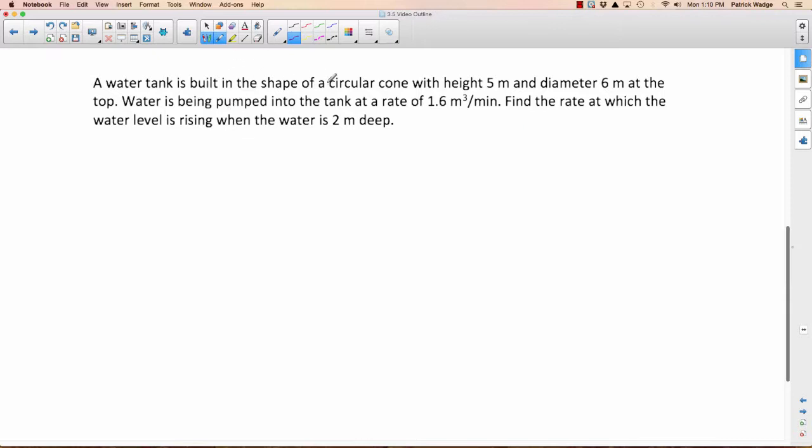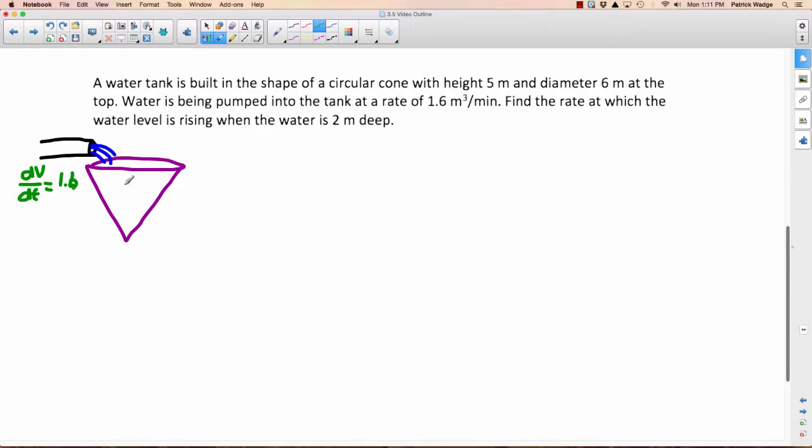So we have a circular cone. It's going to look something like this. It's not the best drawing, but hopefully you get the idea. And then you have some kind of pump that's spewing water in here, right? The water's coming in like this. And what do we know? We know that the water is coming in at a rate of 1.6 meters cubed per minute. So that's a volume, right? So let's call this dV/dt. The volume that's coming in is 1.6 meters cubed per minute.